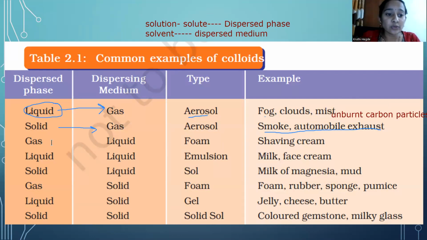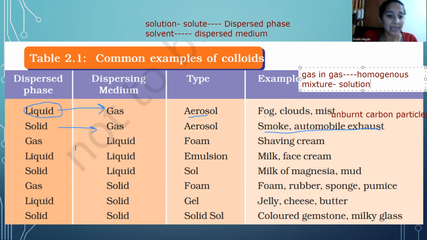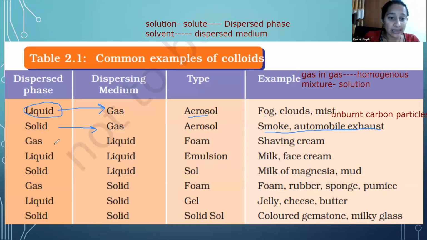Next, in case of gas in gas, it becomes a homogeneous mixture. That becomes a homogeneous mixture because gas mixes completely with another gas, and it becomes homogeneous. Then we call it a solution, correct? So it cannot be a colloid. So now coming further, gas in liquid. Gas in liquid is called foam.